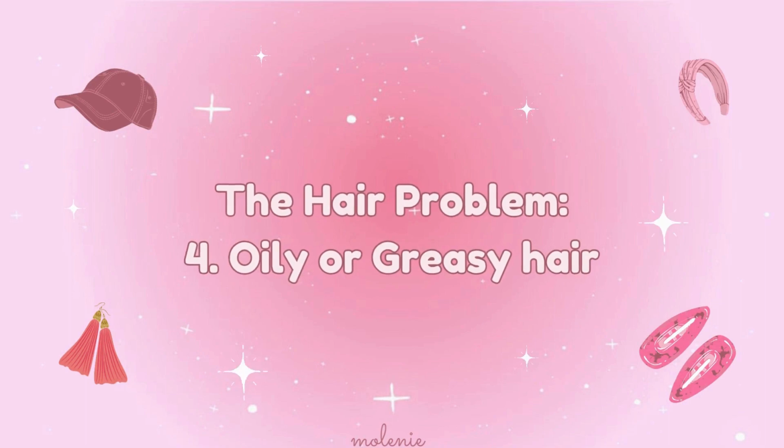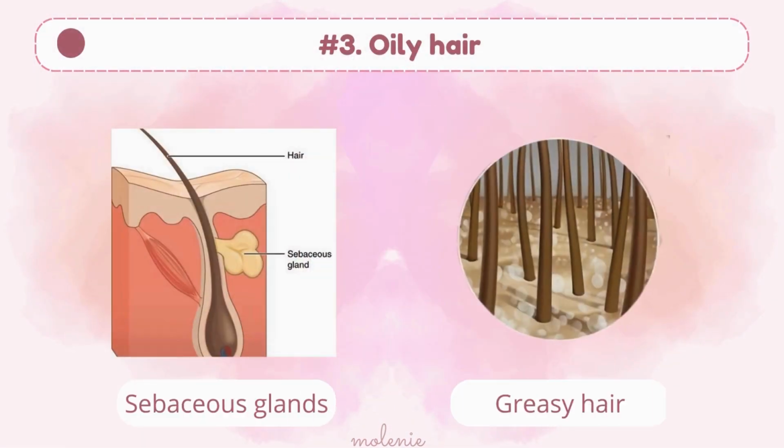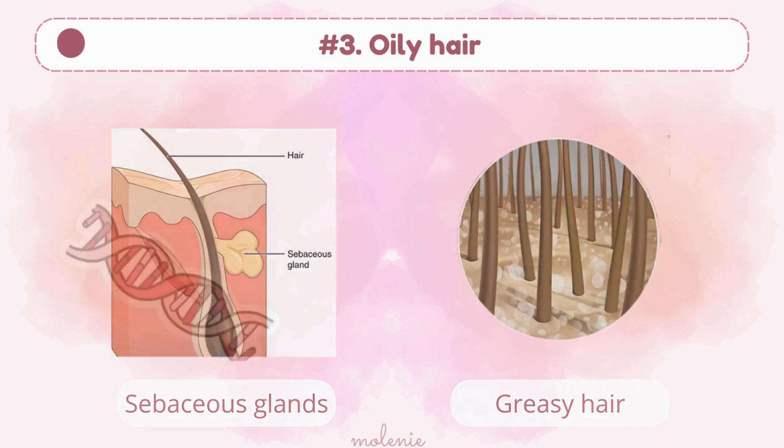The hair problem 4: Oily hair. What causes greasy hair? Hair gets greasy due to overactive sebaceous glands. Sebaceous glands are microscopic exocrine glands in the skin that secrete an oily or waxy matter, called sebum, to lubricate and waterproof our skin and hair.